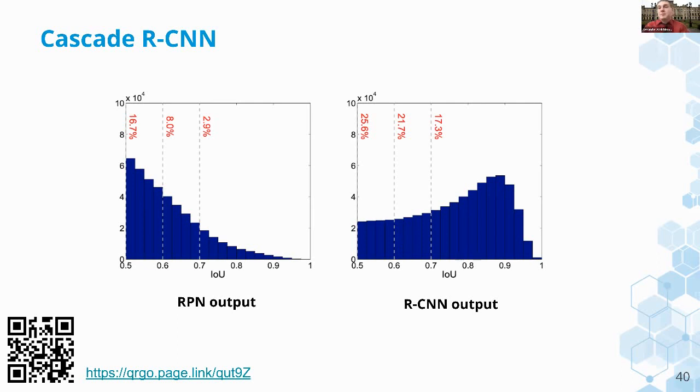They started from simply reviewing the distribution of the quality of bounding boxes predicted by the RPN algorithm and the bounding boxes predicted by R-CNN. And as we can see from this distribution, after the RPN stage of our R-CNN algorithm, only 3% of our predictions have IoU higher than 0.7, and after simply applying the R-CNN head one time, we increase this number to 17%.